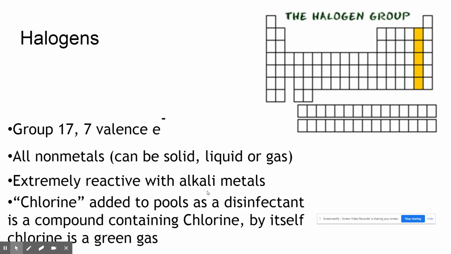Halogens. The halogens are elements in group 17, or we can also say that this is 7A. These are all non-metals. We can find these as solids, liquids, or gases. These are very reactive with anything that's found as an alkali metal. Chlorine is one of those. We know chlorine can be a liquid. We also know that chlorine can be a gas.